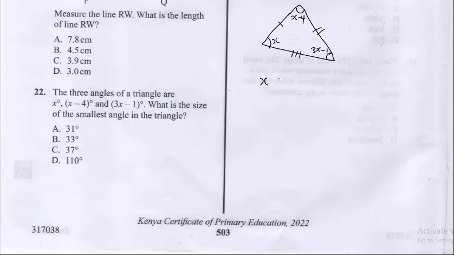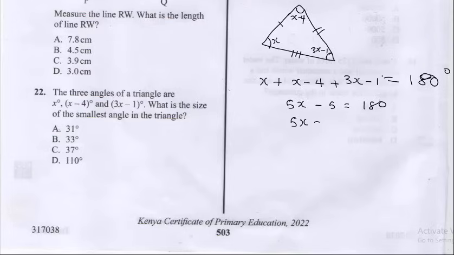So recall that x plus x minus 4 plus 3x minus 1 is going to be what? 180. The reason is the sum of angles of a triangle is equal to 180 degrees. So this is x plus 3x, this is going to give us 5x, minus 4 minus 1 is going to give us minus 5. So this is going to give us 180. Okay, so this will be 5x is equal to 180 plus 5. So this will be 5x equals 185. So our x is going to be 185 divided by 5.